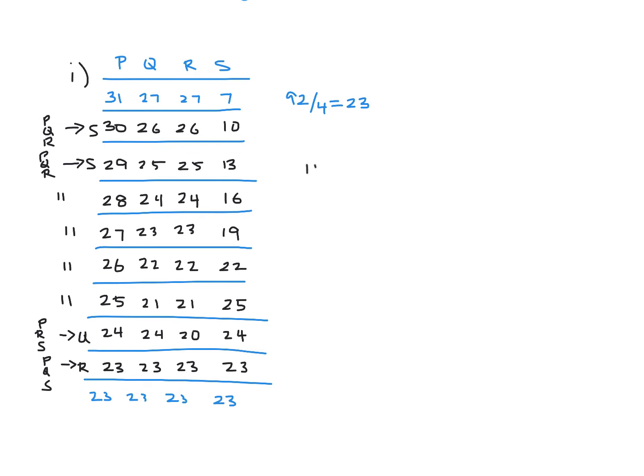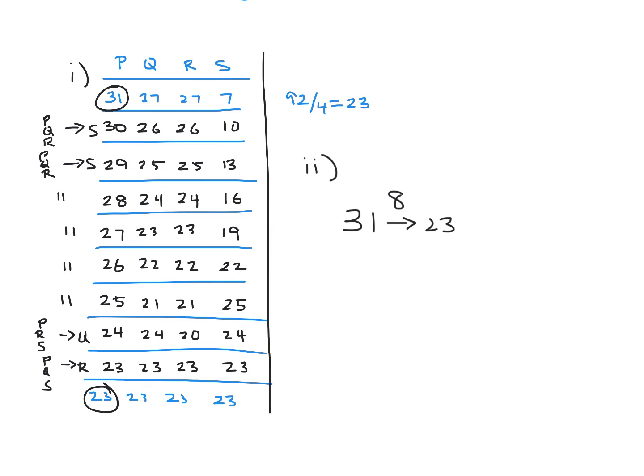There was a part 2 of this question that basically said that you need to show that you have 8 moves. Well, basically, we had to go from 31 to 23. So 31 to 23 involves 8 moves that are needed since each move removes 1. So as we show in this part right here, you need at least 8 moves.